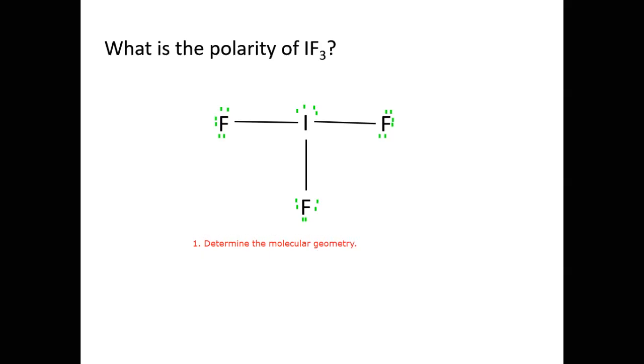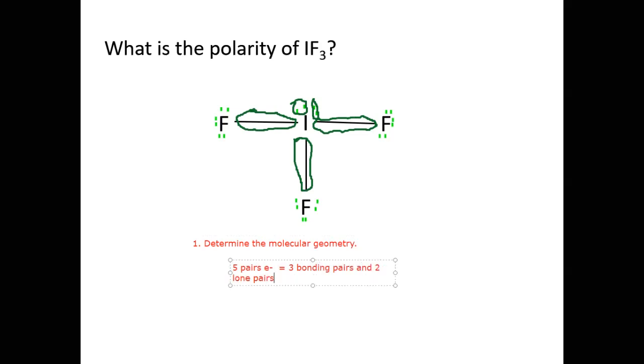So it has 1, 2, 3, 4, 5 pairs of electrons around the central atom. So 5 pairs of electrons, where 3 are bonding pairs and 2 are lone pairs.